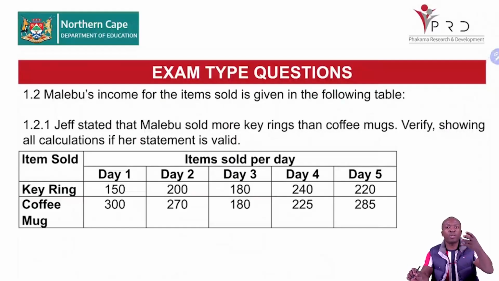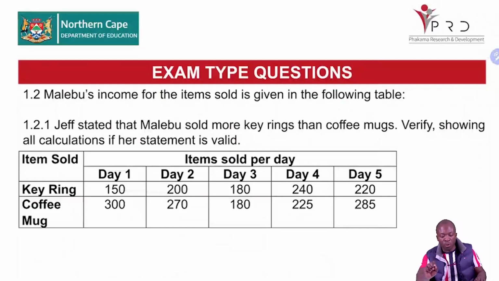So Malibu's friend, who is called Jeff, is saying, no, you know what? You sold more key rings than the coffee mugs. If that's the case, as a grade 12 learner, please help me here. Let's verify. Let's see if what Jeff is saying is true. These are the values that Malibu sold on each day.